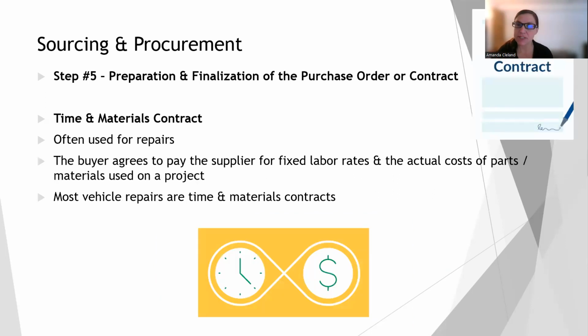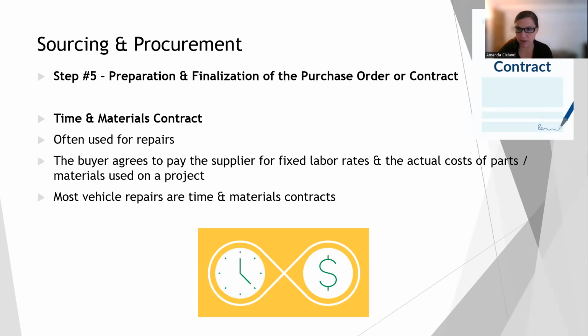And time and materials contracts, sometimes called T&M contracts. These are most often used for reactive repairs. This is when we as the buying organization agree to pay the supplier fixed labor rates. So that's where the time comes in. We're paying them for the time it takes them, the labor, and then the actual materials, the actual cost of parts, materials used on the product, on the project. So that is where the term time and materials comes from.